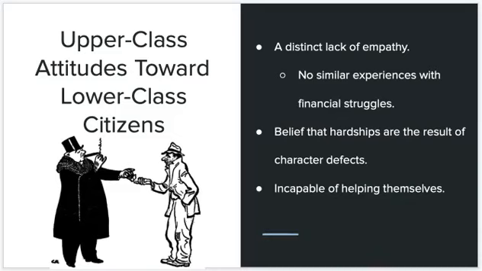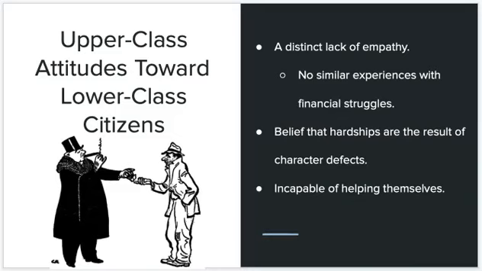So, the divide that exists between characters of opposing classes is strengthened dramatically by how they perceive one another. Throughout the story, upper-class characters view their working-class counterparts with a distinct lack of empathy. Having never experienced financial struggles to the same degree, they have no idea of the emotional, physical, and social toll it can take on the individual level.